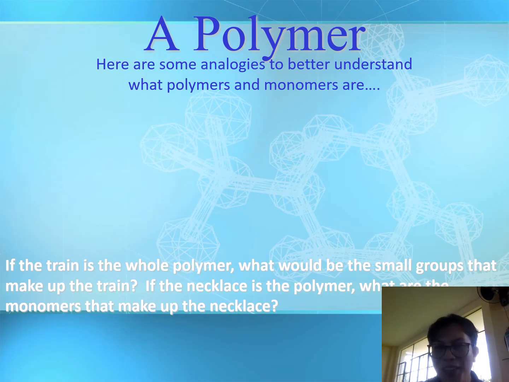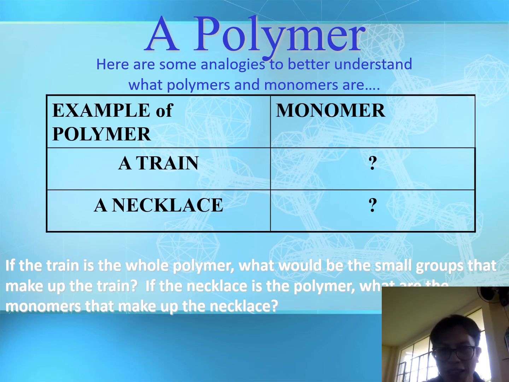So here are some analogies to better understand what polymers and monomers are. Look at the table. These are a few examples of a polymer. We have a train, a necklace. I have a question. If the train is the whole polymer, what would be the small groups that make up the train? If the necklace is the polymer, what are the monomers that make up the necklace? Can you think of the monomers of a train and a necklace?